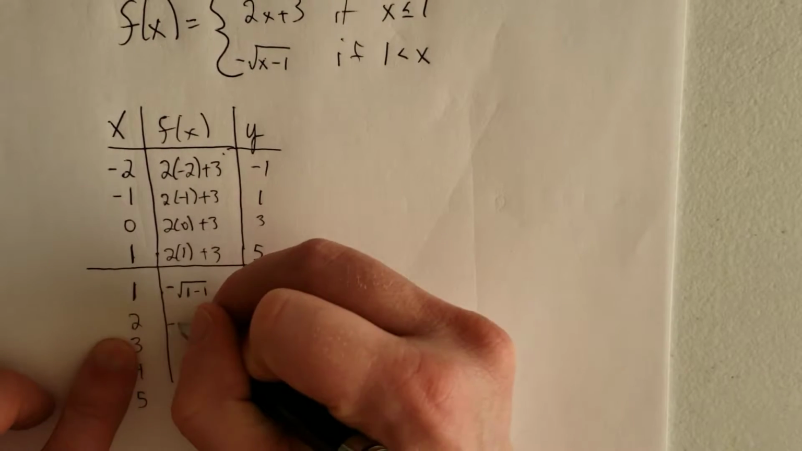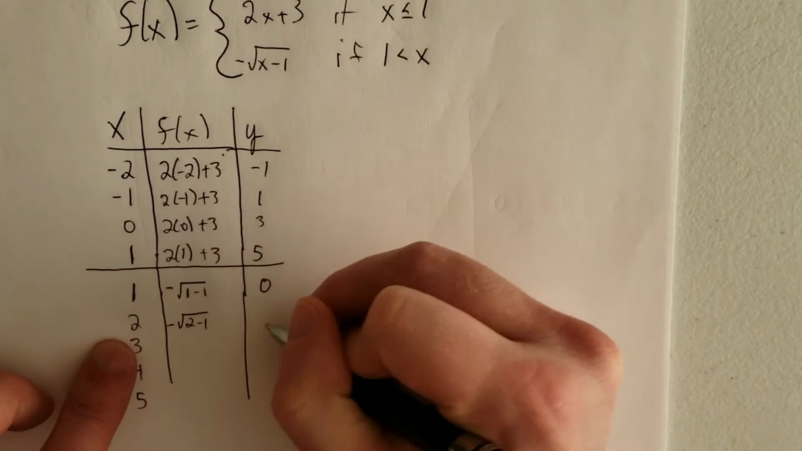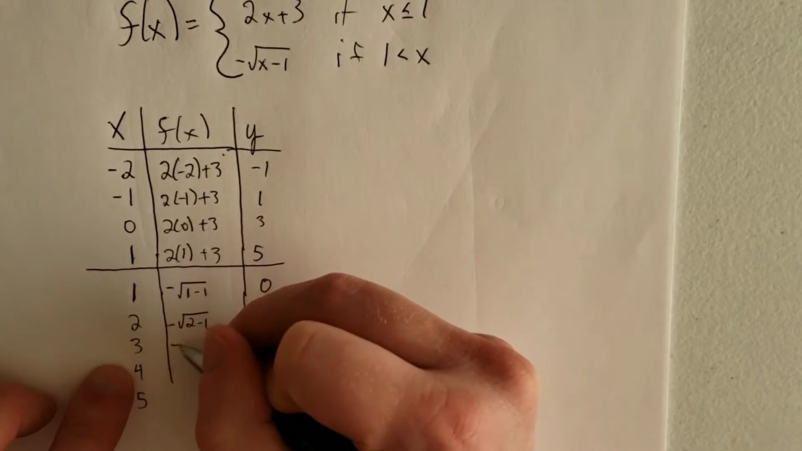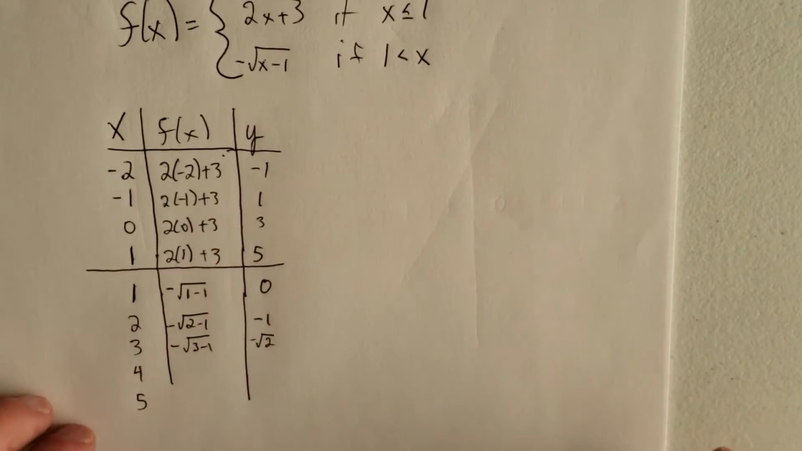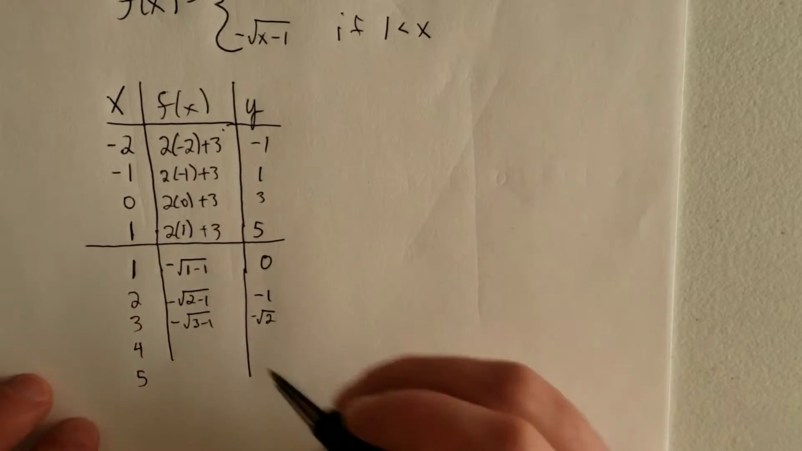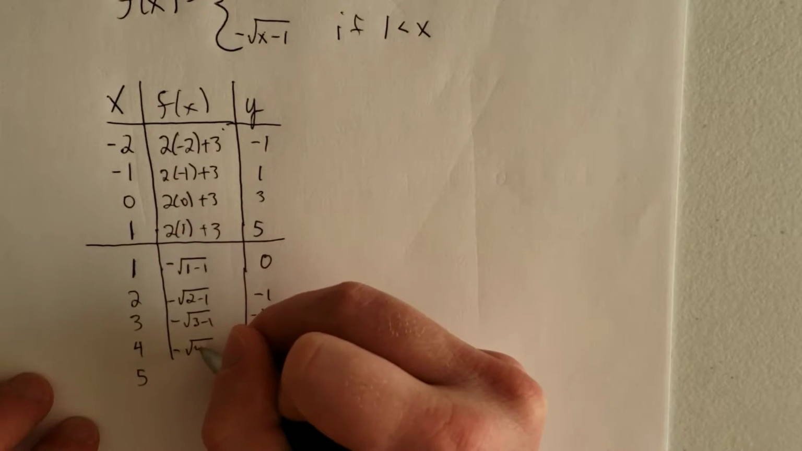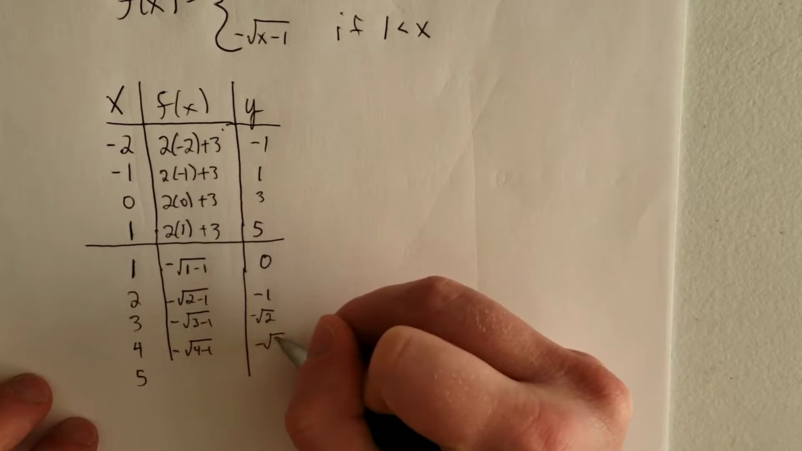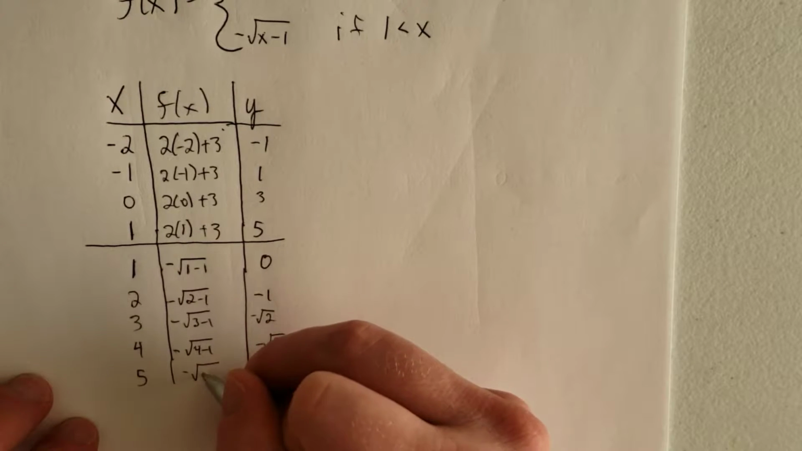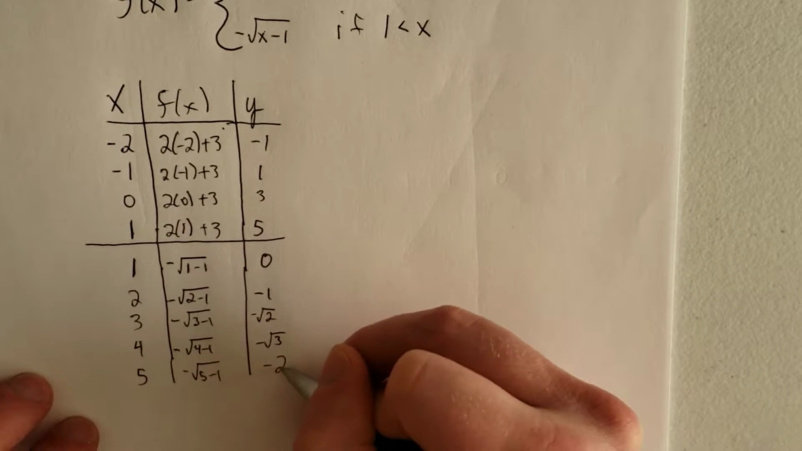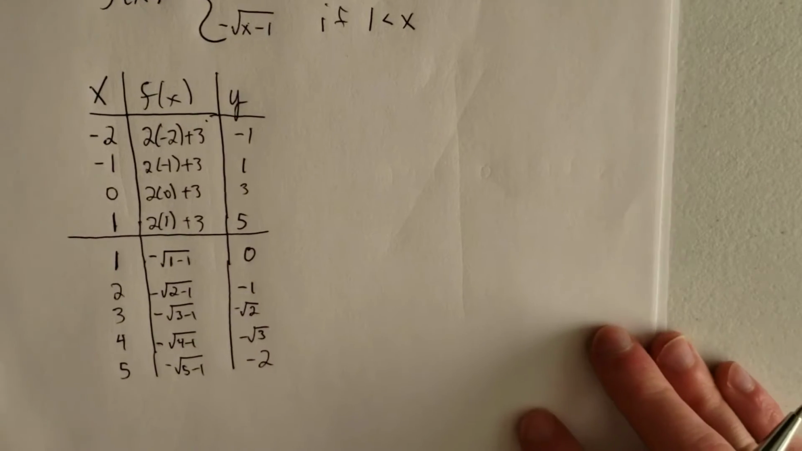Plug in 2, we get negative 1. Plugging in 3, we get negative root 2. Plugging in 4, we get negative root 3. Plugging in 5, we get negative 2. So now we want to plot this.